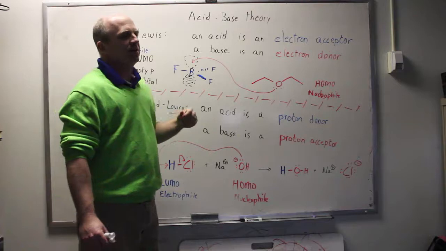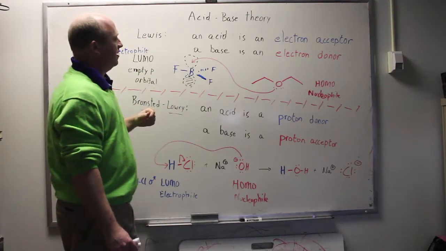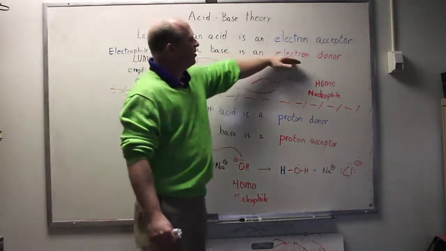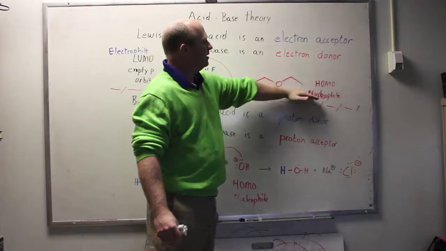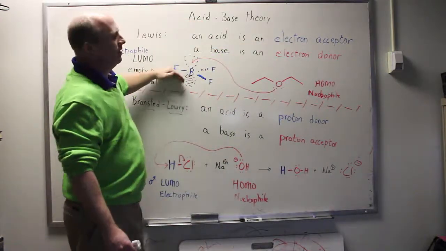When we start talking about the differences between acids and bases, then this becomes a little bit more complicated. But the idea at the moment that I want you to take away is that anything that can donate electrons is a base and a nucleophile. Anything that can accept electrons is an acid and an electrophile.